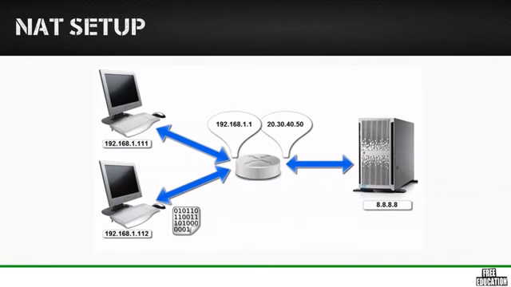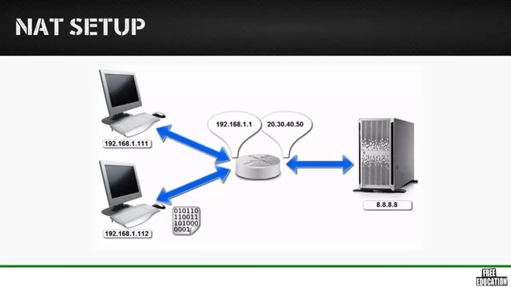This is an example setup we're going to be looking at, so we understand how NATing works. On the left-hand side, we have two machines. Let's assume you're at home, you have two laptops connected to your wireless router. So the first one has the IP address of 192.168.1.111, and the second one is 192.168.1.112. These two laptops at home have private IP addresses.